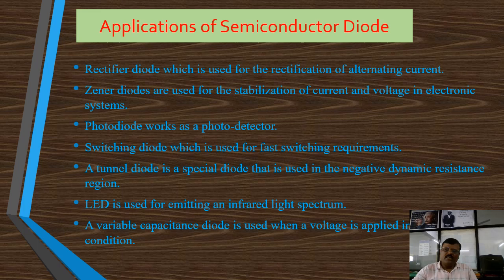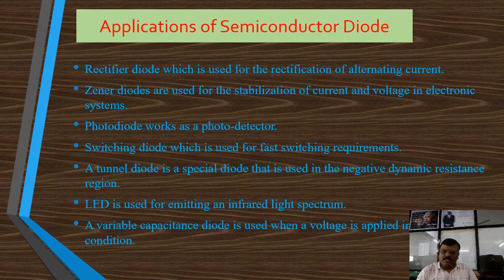Now we come to the last slide. That is, what are the applications of the semiconductor diode. It is used for rectification of the alternating current. The Zener diodes are used for the stabilization of current and voltage in electronic systems. A photodiode works as a photodetector. And the next application is the switching diode, which is used for fast switching requirements.